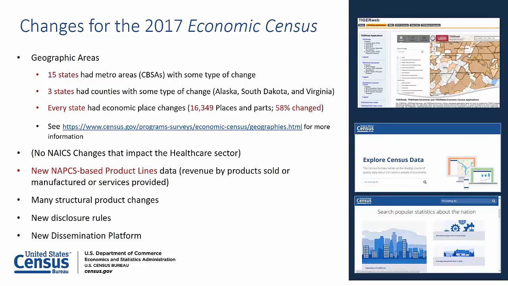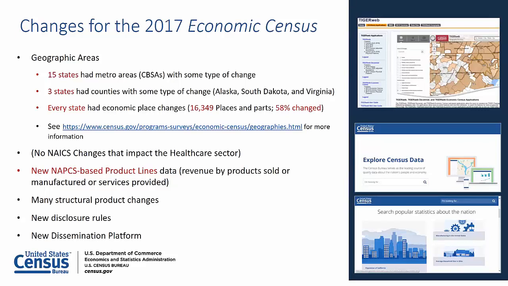While there certainly were some NAICS changes in 2017, none of those changes impacted the healthcare sector. However, we are going to be implementing the new NAPCS-based product line data. This is a new way of looking at product data that makes it easier for users to combine data across sectors of the economy. So users would, for example, be able to look at the product lines of healthcare businesses in comparison to the product lines of other types of related businesses.